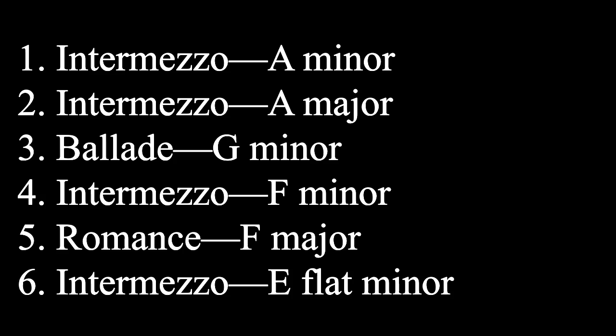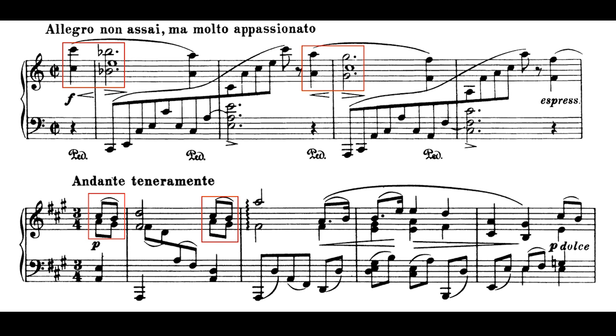I think the key to it is perhaps first in the succession of key areas for each piece. We start in the key of A minor, A major for the first 2 pieces. Then we move down a second to G minor for the ballade. Then the 4th and 5th pieces again are linked, F minor, F major, and then finally we reach the emotional climax of the work in the key of E flat minor. So the key areas actually form a descending scale. And this is reflected in some of the motivic material in the different pieces.